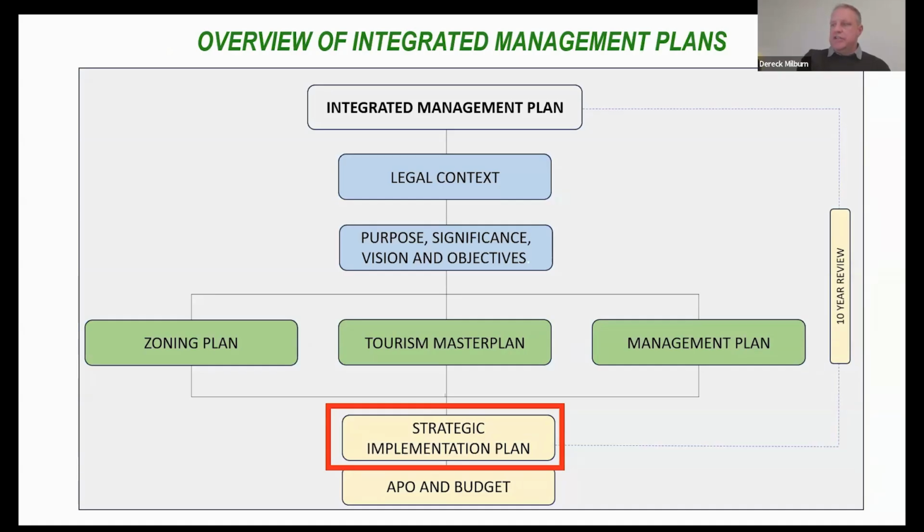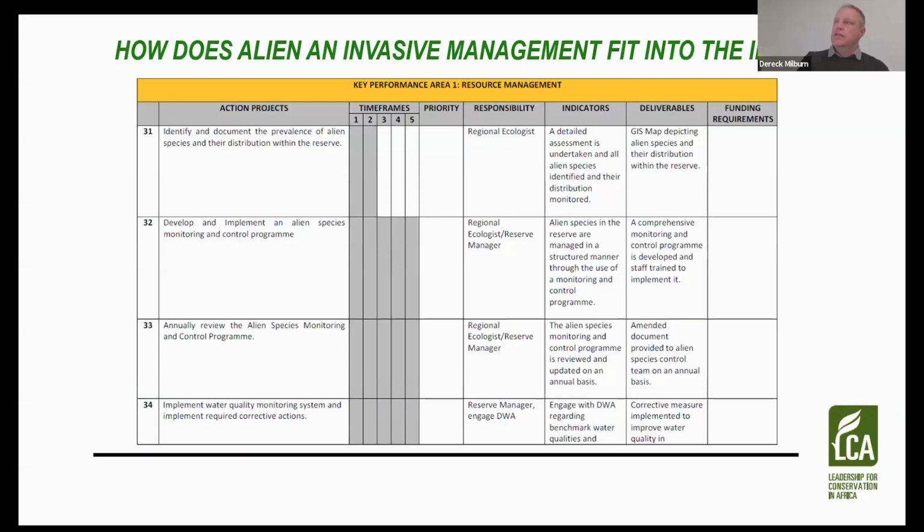In terms of the strategic implementation plan, which is the next step, we take those action projects and put them into the strategic implementation plan. And you'll see here all the action projects are listed, the timeframes. This is still on a 5-year basis. Priority, the reserve then determines the responsibility, who's responsible for it, the indicators, deliverables, and the funding requirements. So often the reserve managers then need to fill out these funding requirements once they've done their business plans for the year. But that's how it goes to the next level.